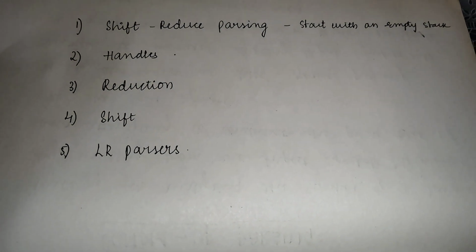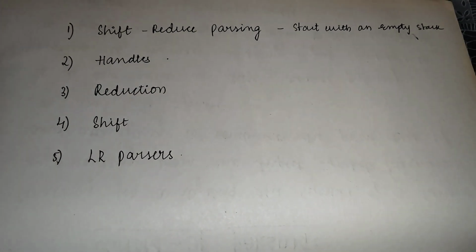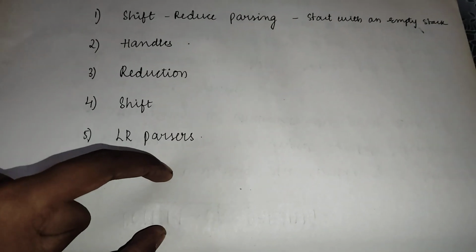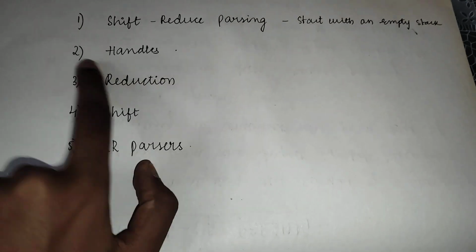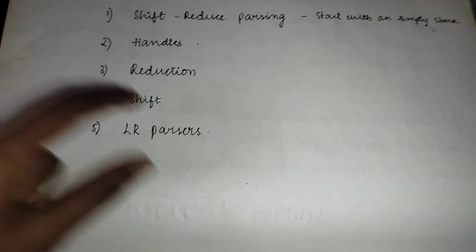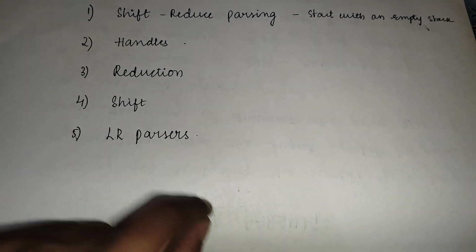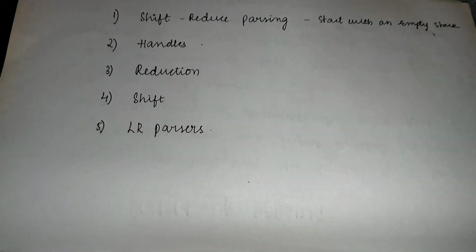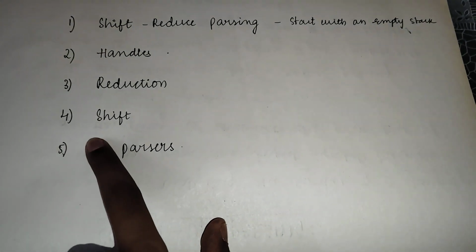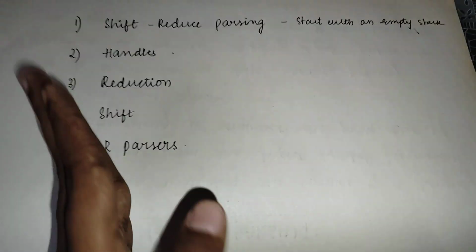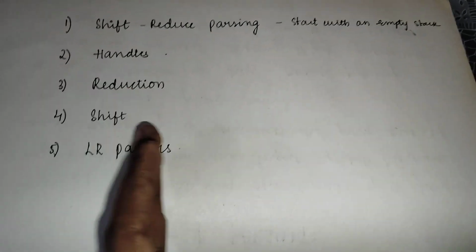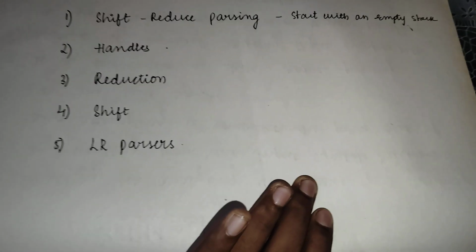Now the third one is reduction. Reduction is the process of replacing a substring, which is your handle, on the stack with the corresponding non-terminal. Clear? Next comes shift. Shift is the action of moving a terminal symbol from the input onto the stack. Clear? You're shifting from one place to another, and in this also you're moving the terminal symbol from input onto the stack.